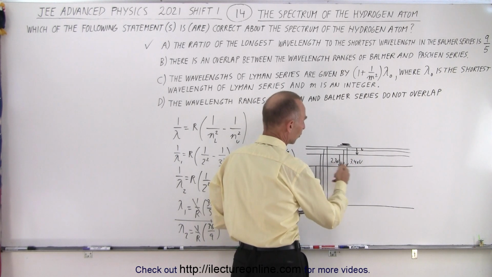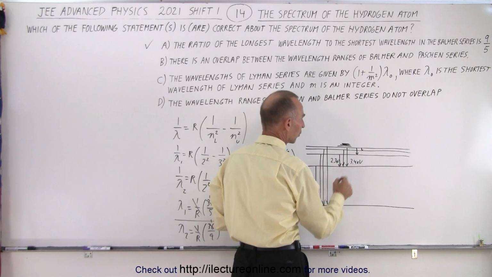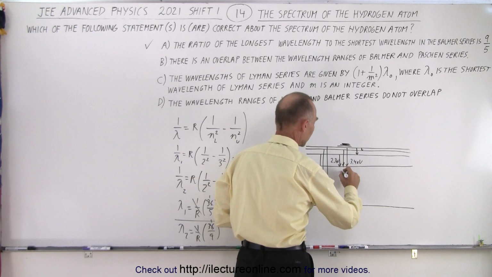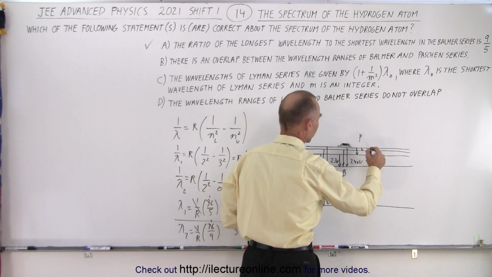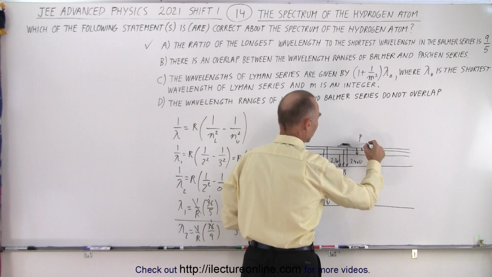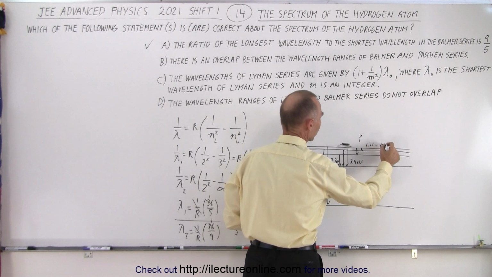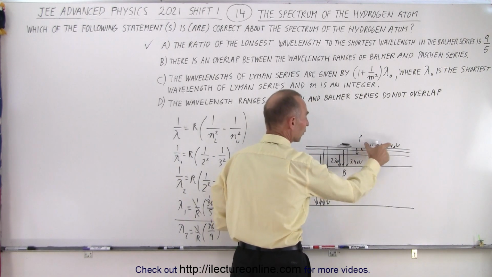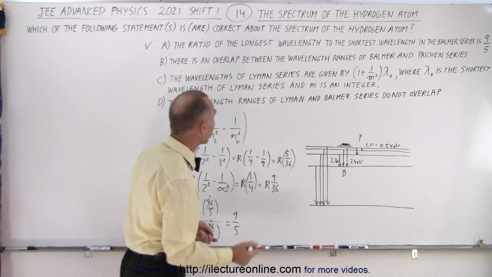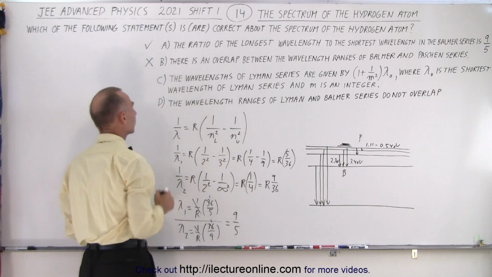Notice that the energy levels range from about 2.3 electron volts to about 3.4 electron volts for the Balmer, and for the Paschen the range goes from like 1.11 to about 0.54 or something like that. So you know that the energy levels do not overlap, and therefore the wavelengths don't overlap, so you know that B is not a correct answer.